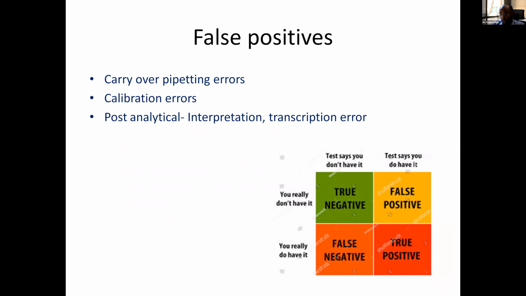False positive results are scenarios where you have a result that is positive in a patient who truly does not have COVID-19 disease. There are a couple of reasons that can result in this. Some of them are analytical issues, such as carryover. If one of the samples that is being run is positive and then you have carryover during pipetting, this can lead to a false positive result. If the system is not properly calibrated, this can also result in false positive results.